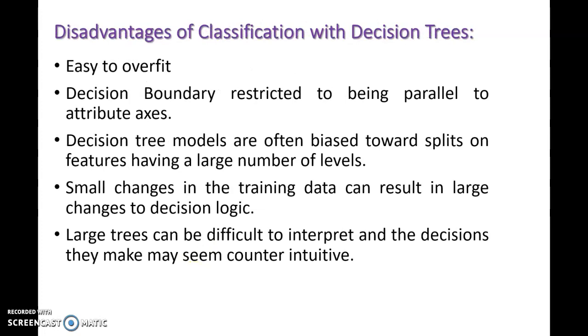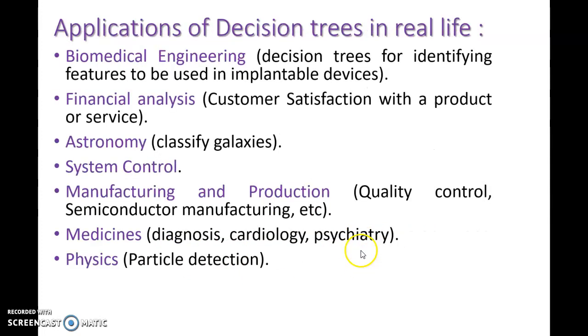Some disadvantages of decision trees: easy to overfit, and the decision boundary is restricted to being parallel to the attribute axes. Decision tree models are often biased toward splits on features having a large number of levels. Small changes in the training data can result in large changes in the decision. Large trees can be difficult to interpret, and the decisions they make may seem counterintuitive.